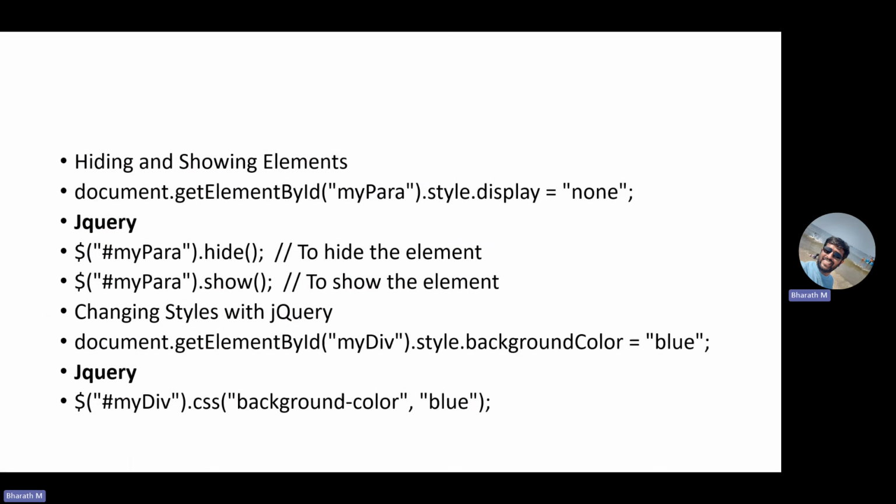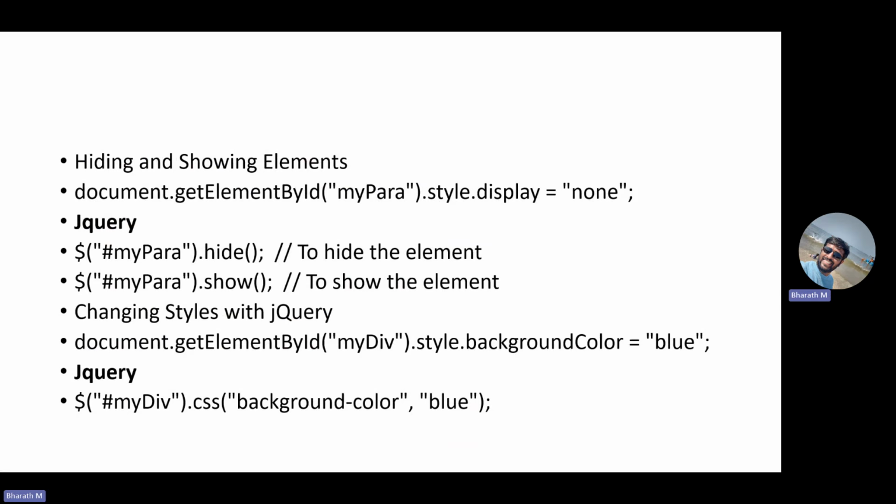Dollar, mention the selector, that is the id, dot hide to hide the element, dot show to show the element. It's so simple, right? That is why people love using jQuery when compared to JavaScript. And when it comes to changing styles with jQuery, in JavaScript it is document dot getElementById, specify the id, dot style dot background color, set to blue.